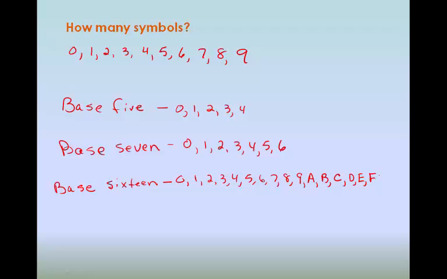So you need the number of symbols that you have in your base. Base 16 has 16 symbols, base 7 has 7 symbols, base 10, our base, has 10 symbols, and we always start with 0. Now let's think about place value.